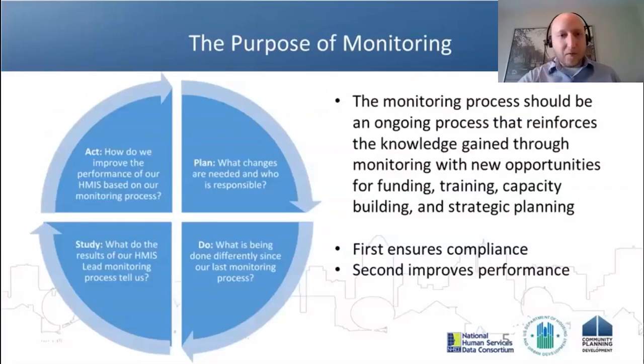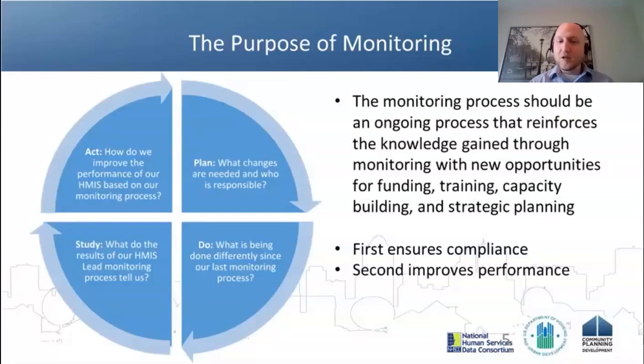So we just want to talk for a minute about the purpose of monitoring. This is a generic plan, do, study, act. Mary would say it's a plan, do, check, act, I think is how she approaches this. Just a cycle, right? A 4-step sequence of events meant to lay out what a monitoring process could look like and the discrete steps that would be included.